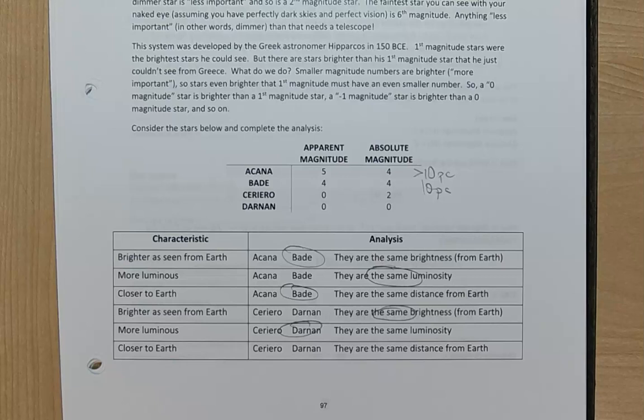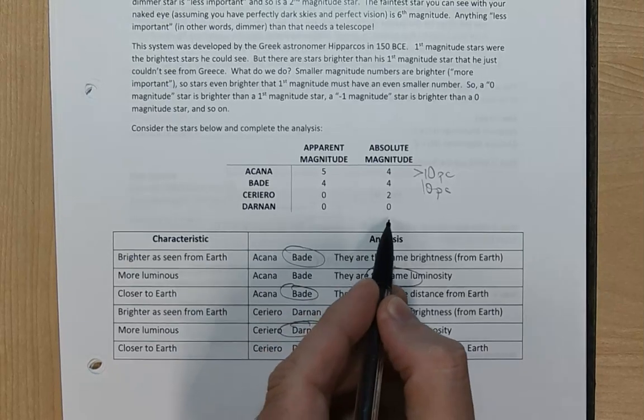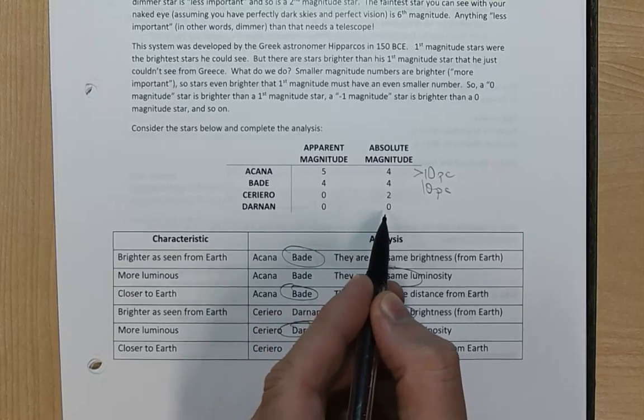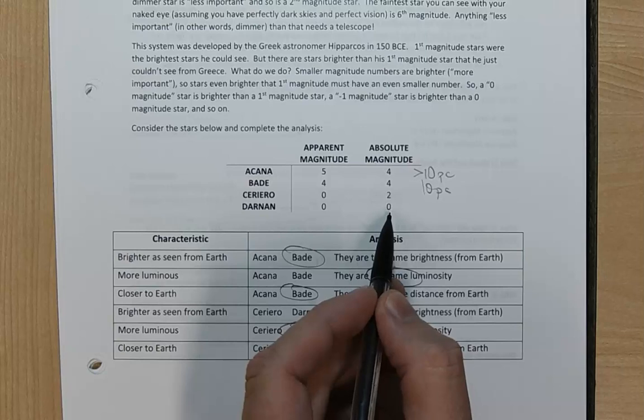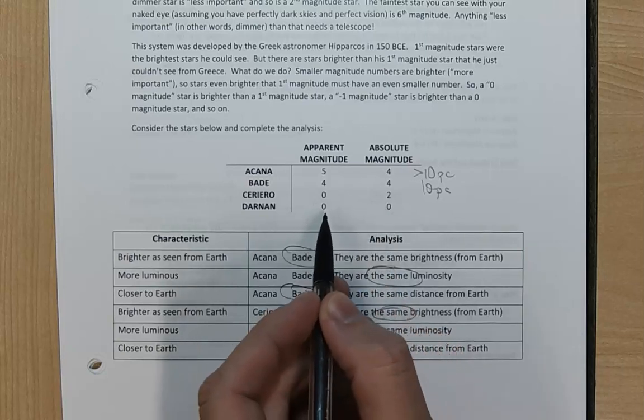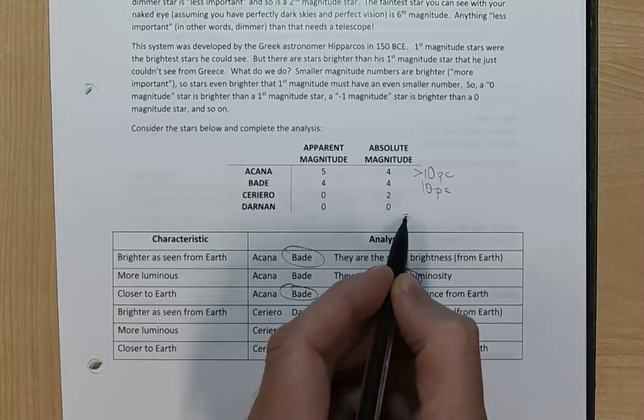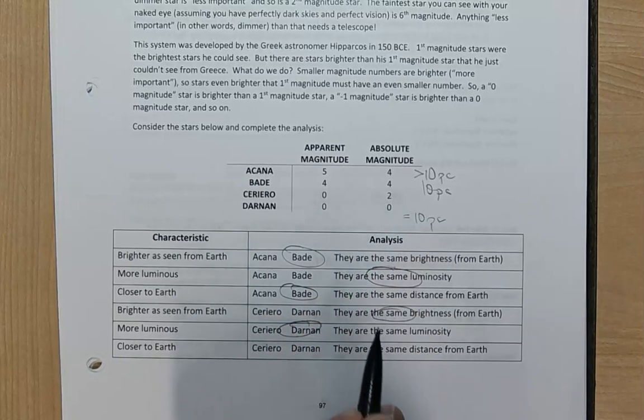Which one is closer to us? Well, again, you notice Darnin's absolute and apparent magnitudes are equal to each other. So if Darnin were 10 parsecs away, it would look 0th magnitude. Well, actually, it does look 0th magnitude. If it actually does look 0th magnitude, then Darnin must be exactly 10 parsecs away.